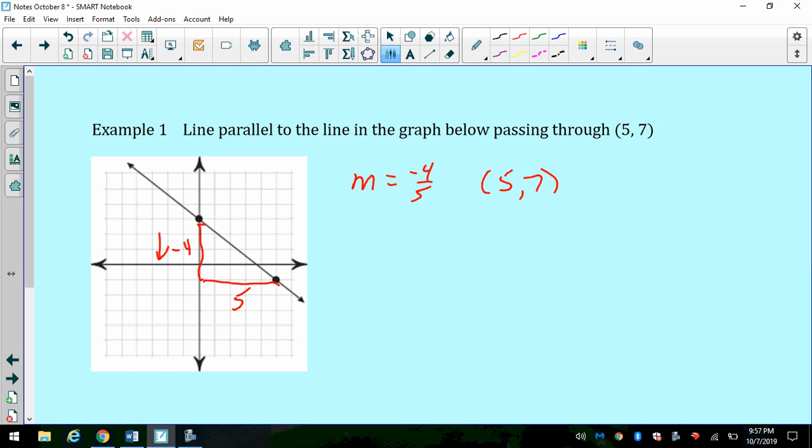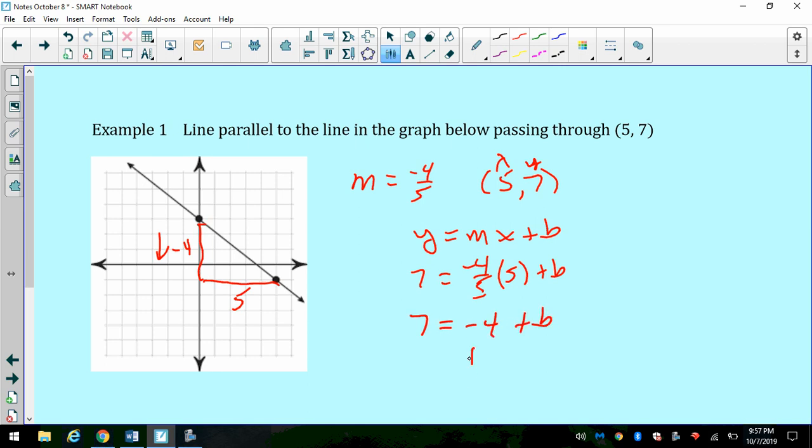Remember yesterday, one of our ways to find the equation of the line in slope-intercept form was to take this information and plug it into y equals mx plus b. So the y value is 7. The m value is -4/5. And the x value is 5. -4/5 times 5 turns out to be -4.